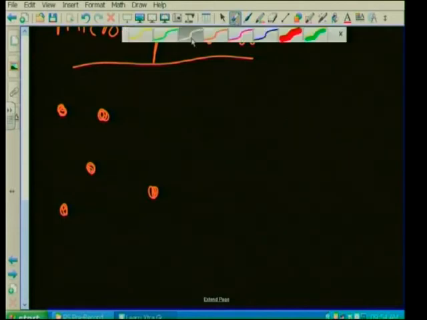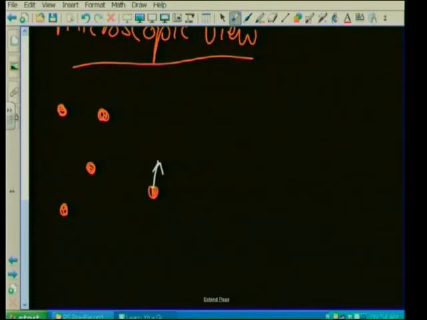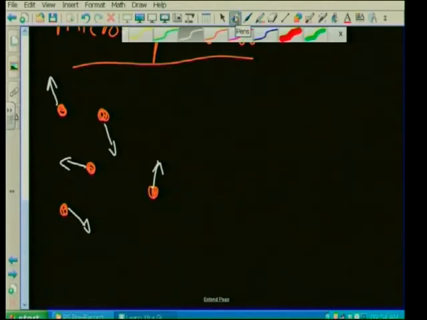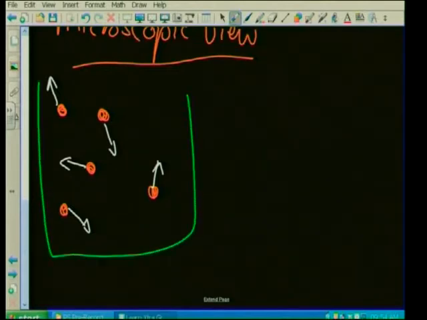There'll be large spaces. So if we had to draw the microscopic view of a gas, what we would end up doing is saying, well, there's a molecule there, and there's one there, and there's one there, and there's one there. And they're moving randomly. Because of diffusion, that one's moving that way, that one's moving that way, within a container. And so they will bounce off the sides of the container.